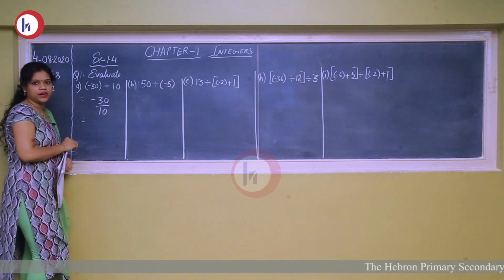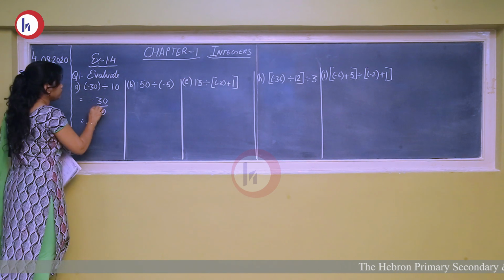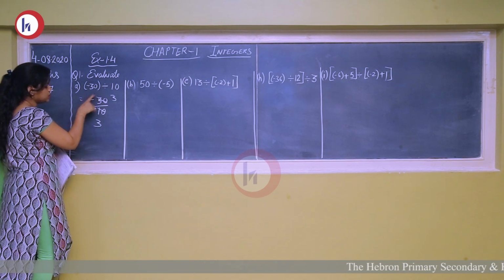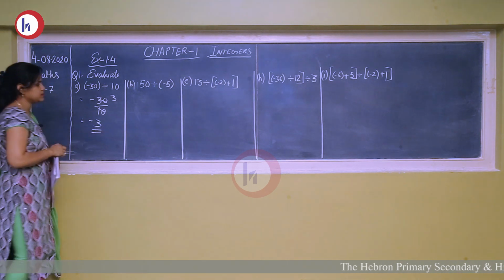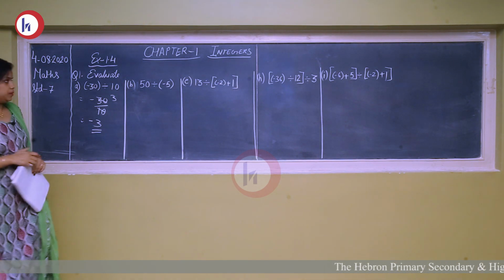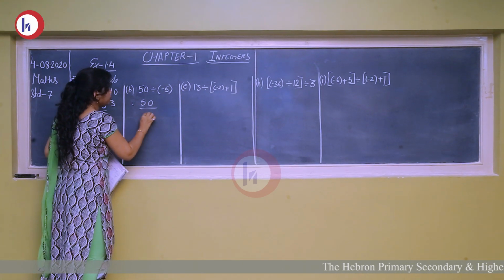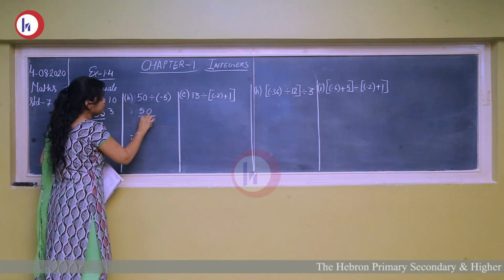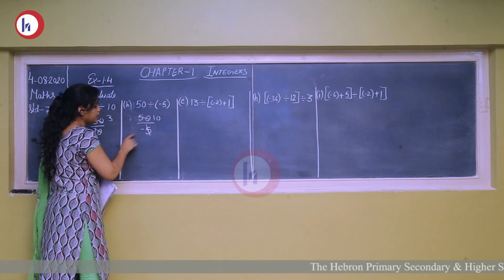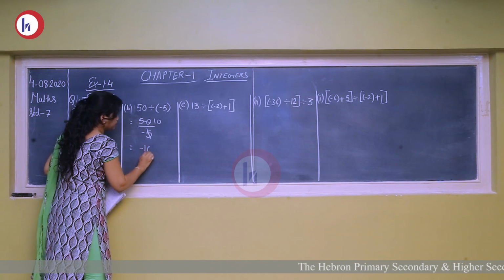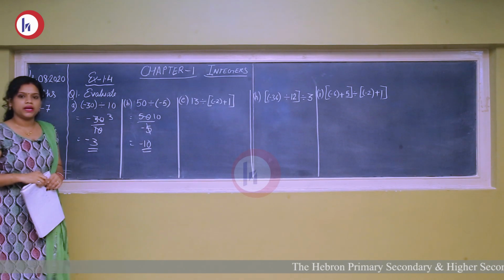That is, 30 divided by 10 will be 3. And minus divided by plus will give you minus 3. So your final answer will be minus 3. Second sum, again 50 divided by minus 5. As you know, 5 tens are 50, and plus divided by minus will give you minus 10. So your final answer will be minus 10.